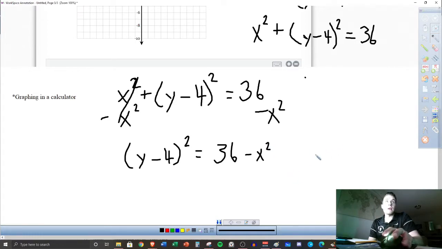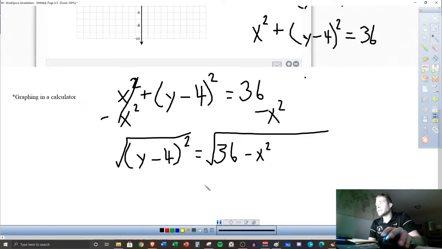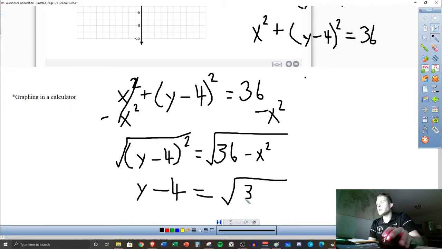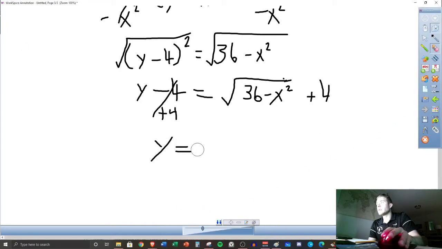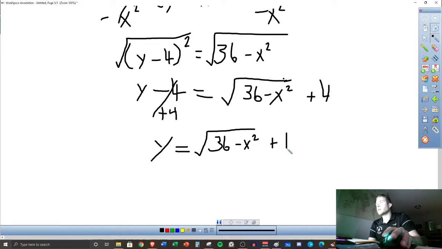Okay, cool. That works. Now, we can get rid of the square by square rooting. We do that to both sides. This becomes y minus 4 equals square root 36 minus x squared. Okay. And then we're going to add this 4 to both sides. That goes on the outside here. It goes away. We get y equals square root 36 minus x squared plus 4. All right, that's what we needed, and we are going to type that in.